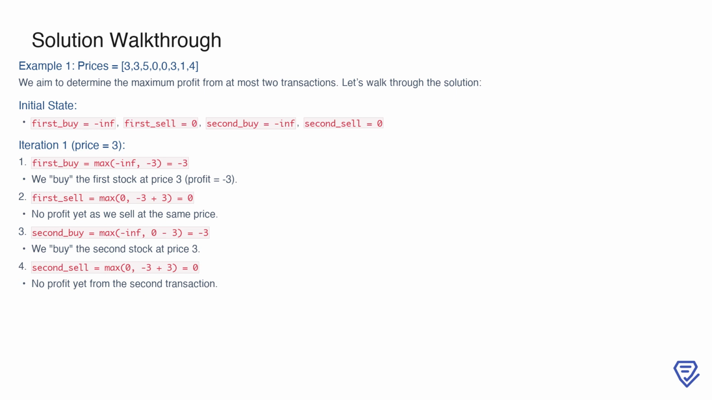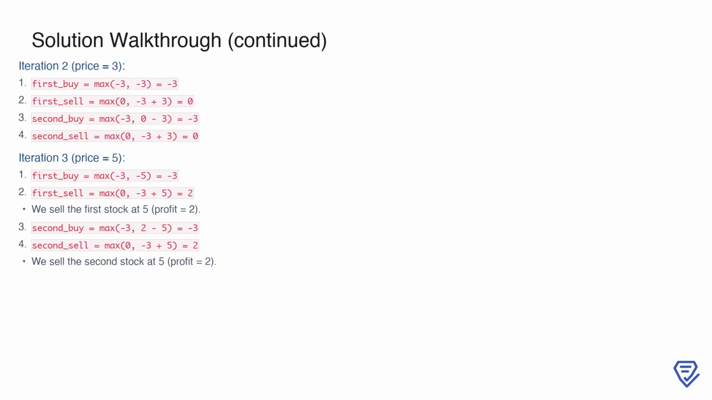At the end of this first iteration, we haven't made any profits yet, but our variables are now set up for further calculations. In the second iteration, the price remains 3, so there are no changes to the values of first_buy, first_sell, second_buy, or second_sell.